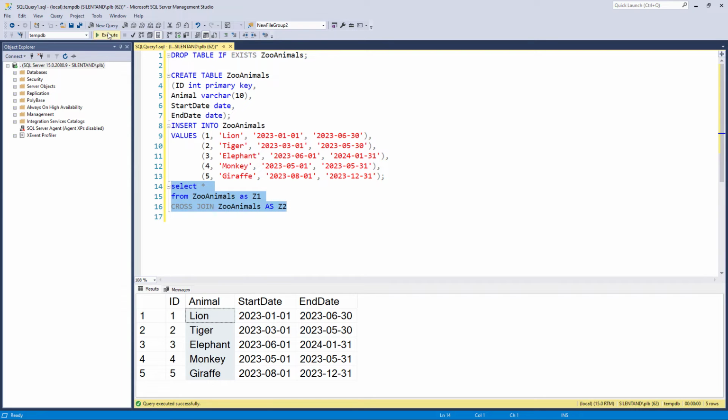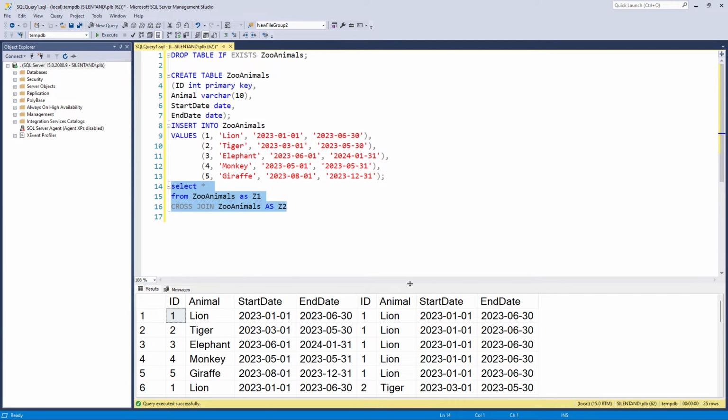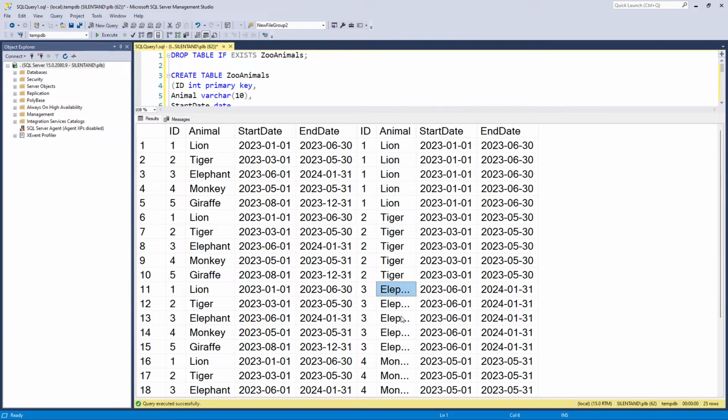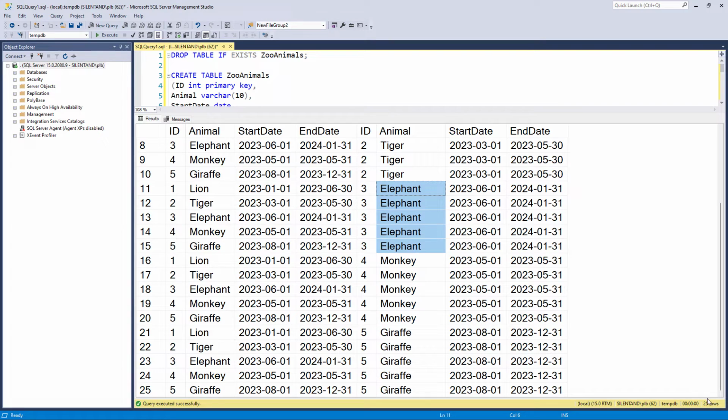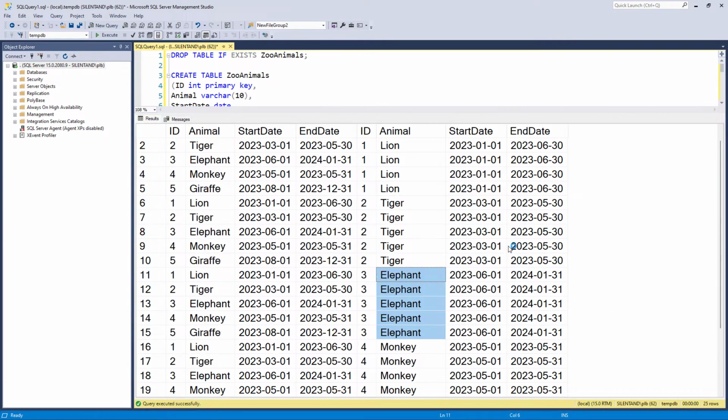So now let's look at where we are. We have got all five animals against the lion, all five animals against the tiger, all five animals against the elephant, against the monkey, and against the giraffe. So we started off with five rows. We've now got 25 rows.